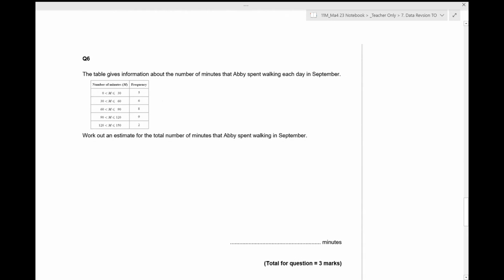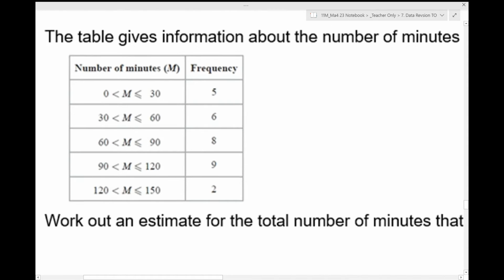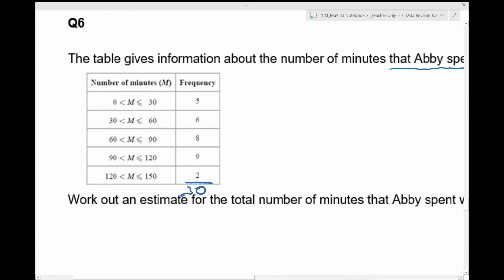Question 6, we're almost there. This table gives information about the number of minutes that Abby spent walking each day in September. It doesn't tell me how many days she walked for. It does say each day in September, so perhaps we can assume that she walked every day in September. But to make sure, let's add up the frequencies. 5, 6, 8, 9, and 2. That gives me 30. So she walked for 30 days.